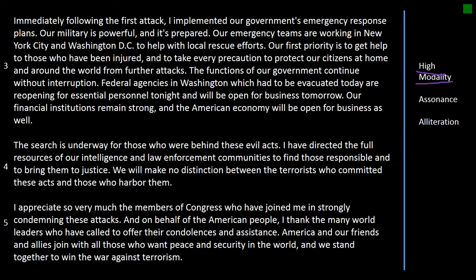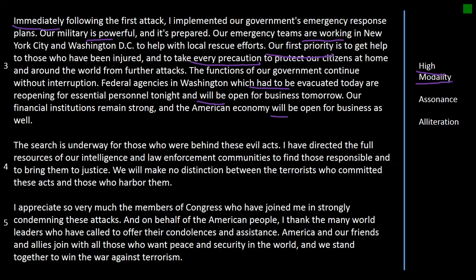So it starts off immediately. So immediately following the first attack, we're going to reinforce the fact that our military is powerful, okay, and that our emergency teams are working in the present tense. Our first priority, okay, and that every precaution will be taken. As we move down, we say Washington, which had to be evacuated, but we will be open for business as usual tomorrow. Okay, and we've got a second will here in the last line.